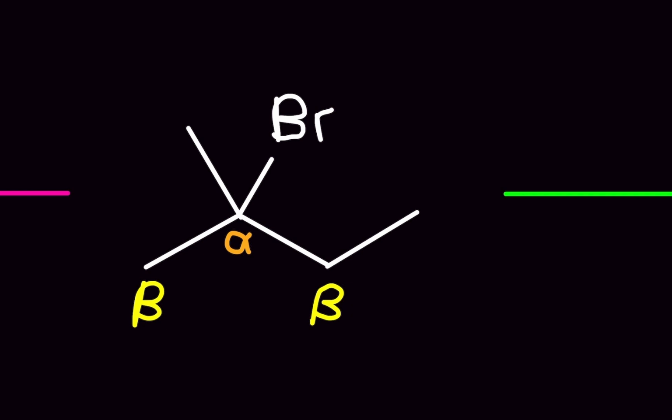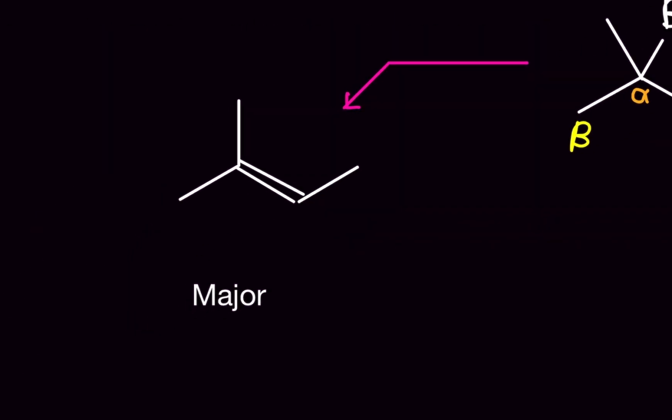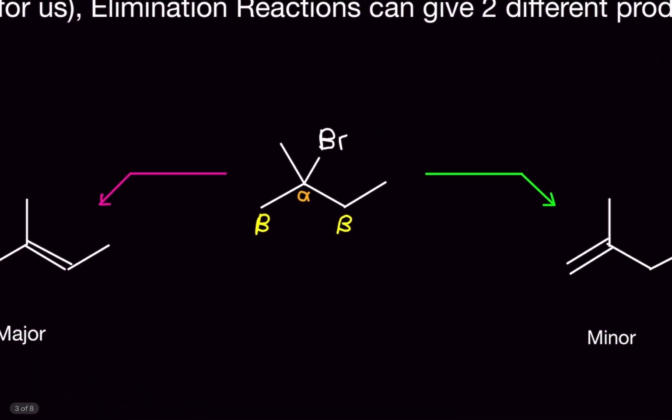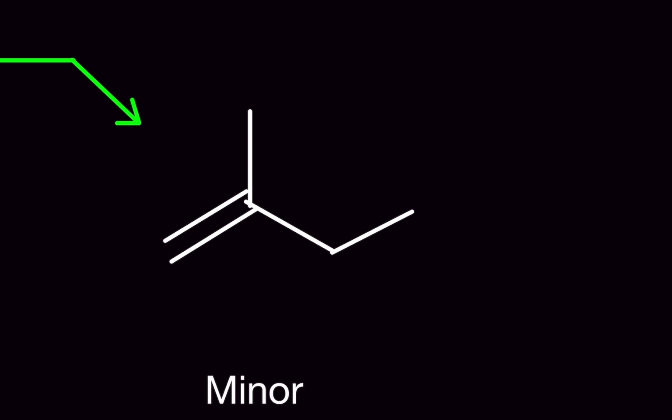But the big question is where do we put the double bond? Do we put it between this alpha and beta carbon, or between this alpha and beta carbon? That is the big question. So here we have this. This is the alpha carbon, and this is the beta carbon. We put the double bond between those. Or we could do it here.